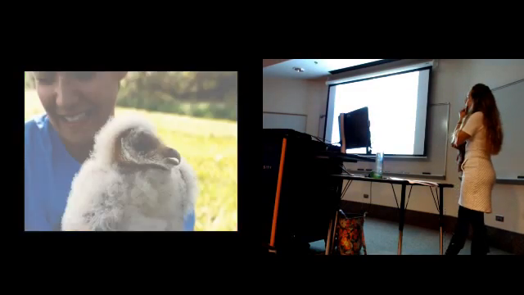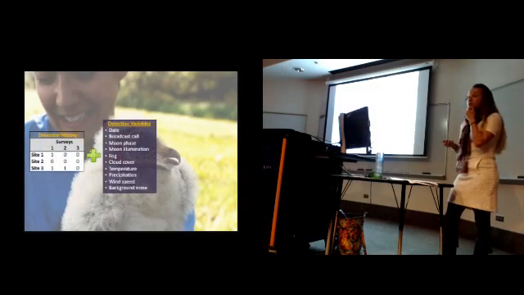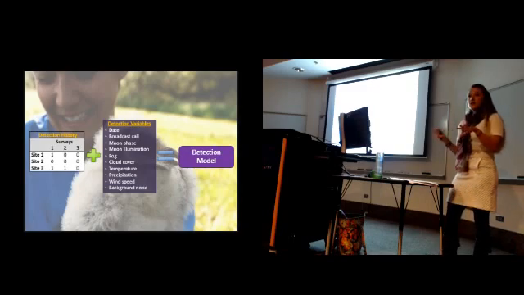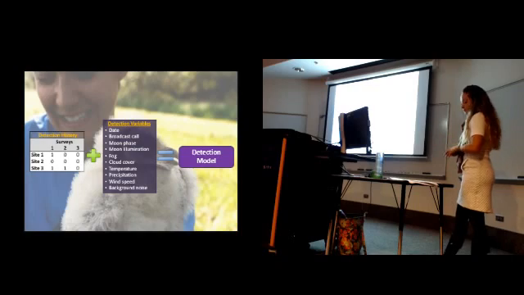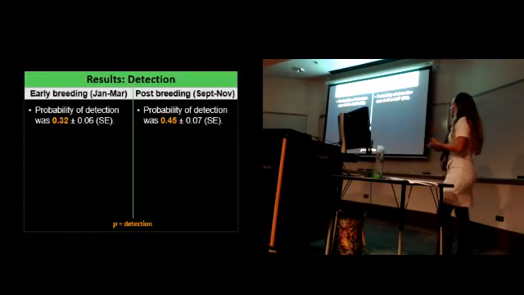So the first step was to combine the detection history with the detection variables to create the detection model. Because I surveyed in 2 different seasons, the early and post-breeding season, all results are presented broken out by season. And these are the results of the detection modeling. Probability of detection was lower during the early breeding season than the post-breeding season. It was 0.32 in the early breeding season and 0.45 in the post-breeding season.